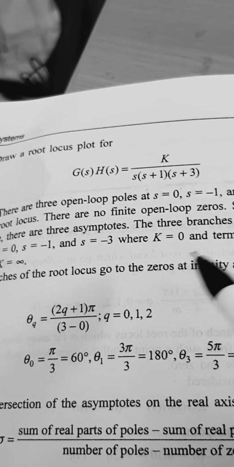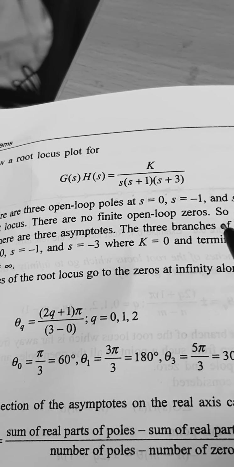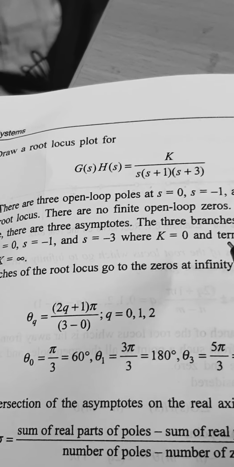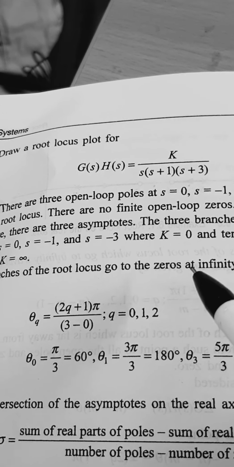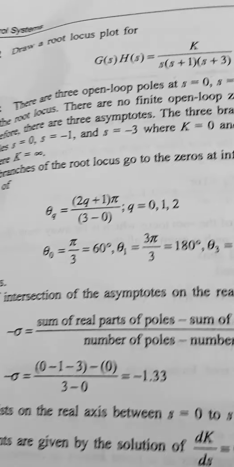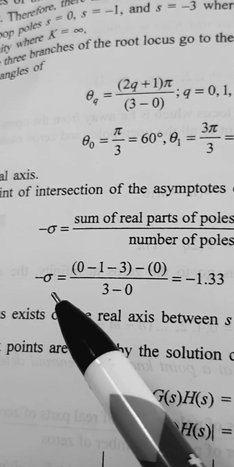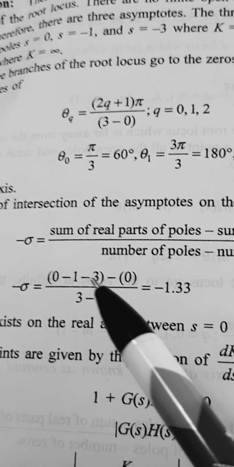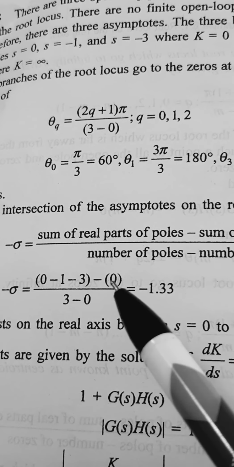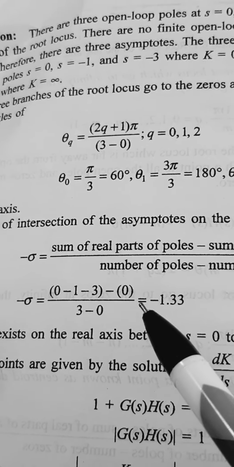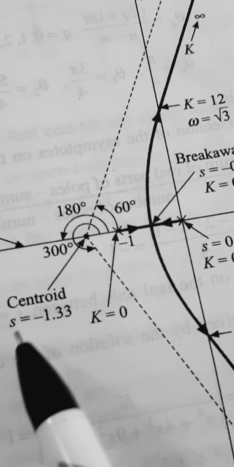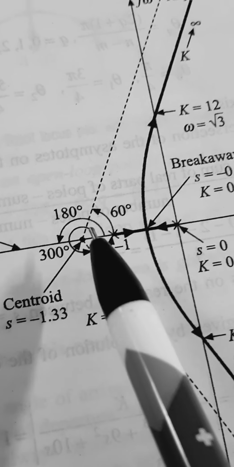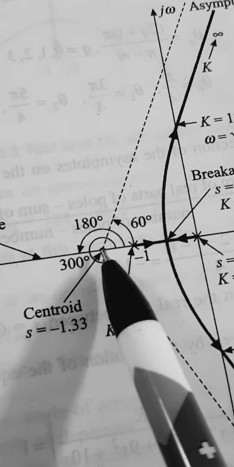This is one set, minus the sum of real parts of zeros. There is no zero, so it will be 0, divided by n minus m, that is 3. So when you are doing like that, you are getting minus sigma, that is 0 minus 1 minus 3, minus 0, divided by 3 minus 0. So you are getting minus 1.33. So you need to mark that point, the centroid, that is s is equal to minus 1.33.